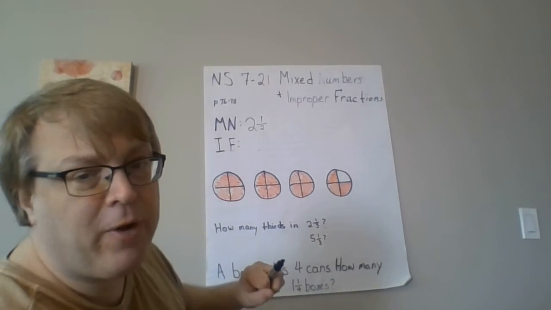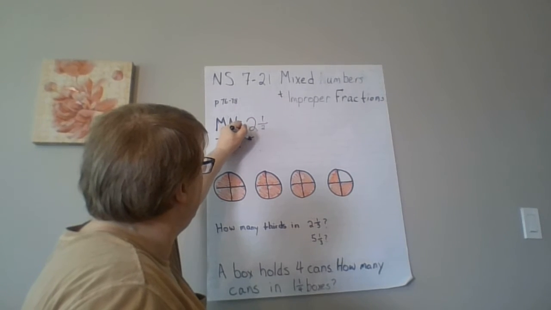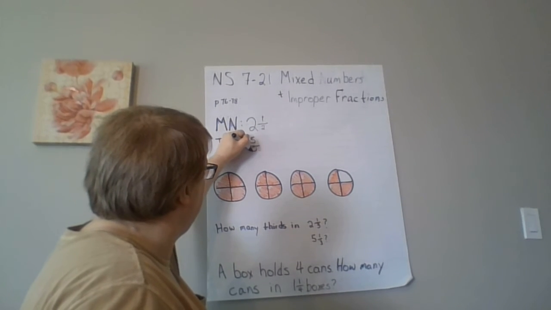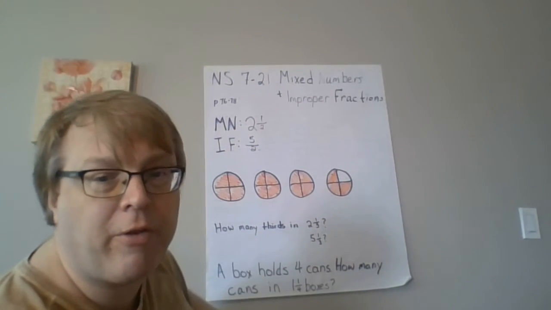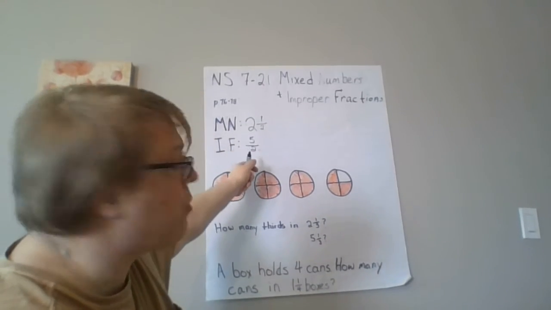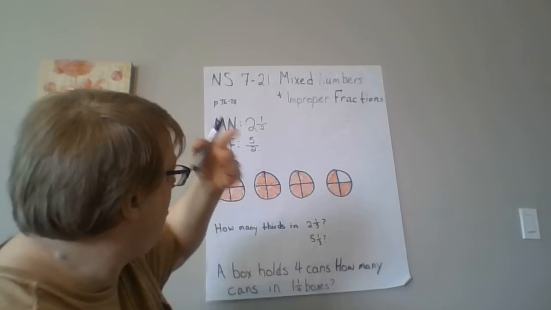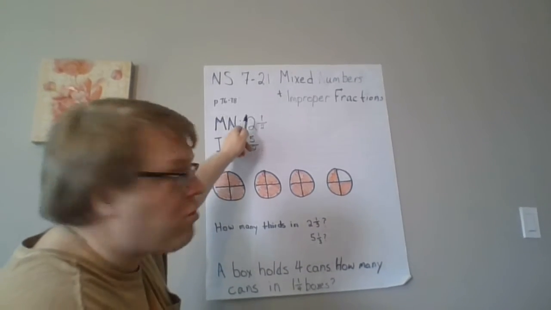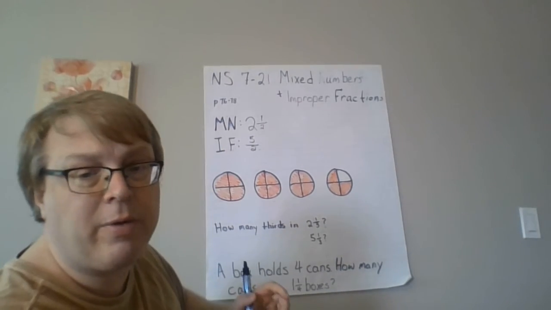What is an improper fraction? It's when you have a fraction, but the number on the top is bigger than the number on the bottom. That's not the right way to write a fraction. So that's why we call it an improper fraction. We have to be able to turn from one side to the other and back again. So how do we do that?